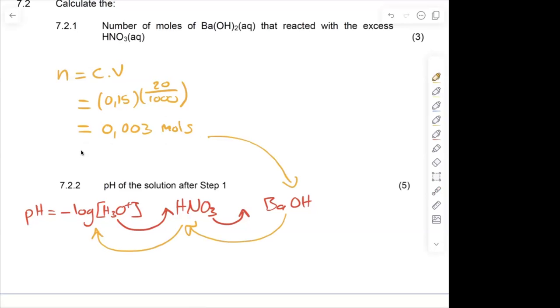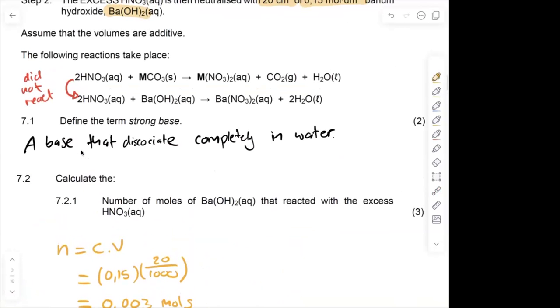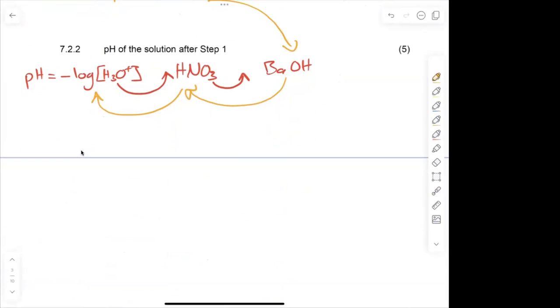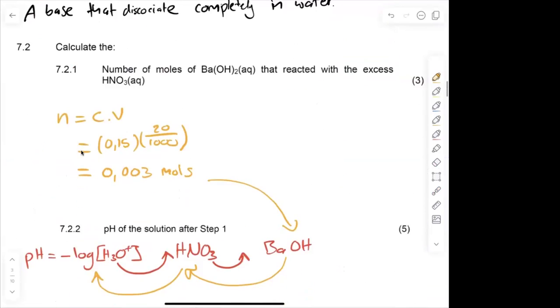So the barium hydroxide was given as 0.003 moles. In this reaction here, I can see that HNO3 has 2 moles to 1 mole of barium hydroxide. I need to use my mole ratio to find the number of moles of HNO3 that was in excess, right? So let's quickly do that. My number of moles of HNO3 in excess: the mole ratio of that to my number of moles of barium hydroxide was 2:1, if I'm not mistaken. Yes, it was 2:1.